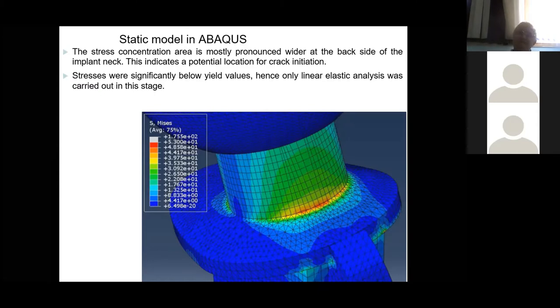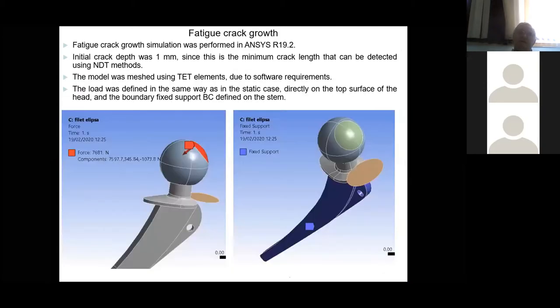But for the fatigue, if we take walking into account with a large number of cycles, if we take a person who is still relatively young and active, then we are talking about millions of cycles. And so let us see what will happen after millions of cycles. So fatigue crack growth simulation was also performed in ANSYS, with XFEM as a post-processing for the ANSYS software.